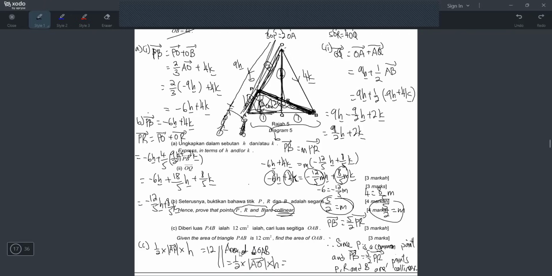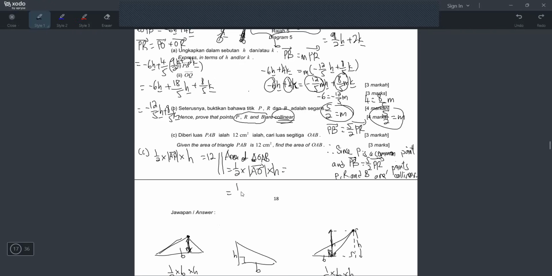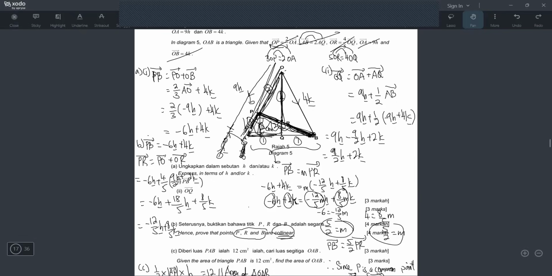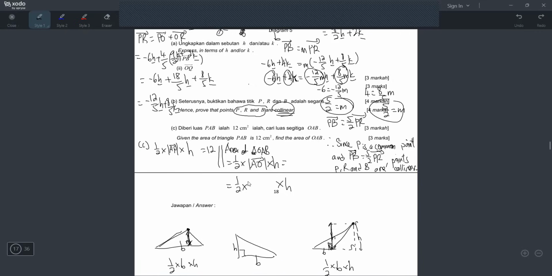So now you can make a connection already, right? So now you can continue here by writing 1 over 2 times this one times h, right? But if you look at AO and AP, they have a connection because AO is actually 3 times the AP. Do you agree? Because AP punya ratio is 1. AO, the whole thing is 3. So magnitude of AO, even though I don't know, but I know it's definitely 3 times magnitude of AP.